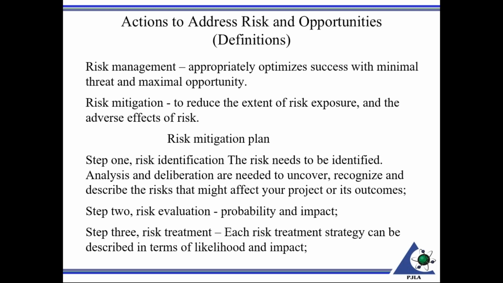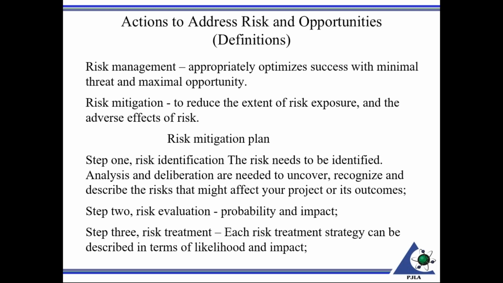So a simple depiction of a risk mitigation plan. Step one, you have to identify the risk. The risk needs to be identified and analyzed. Deliberations are needed to uncover, recognize, and describe the risk that might affect your project or its outcomes. Identification. Step two, evaluate. What's the probability and the impact of the identified risk?